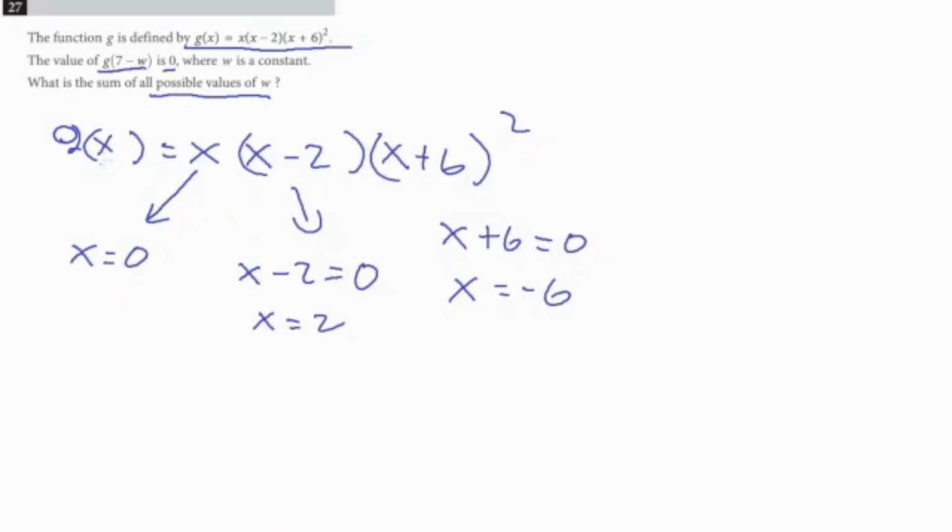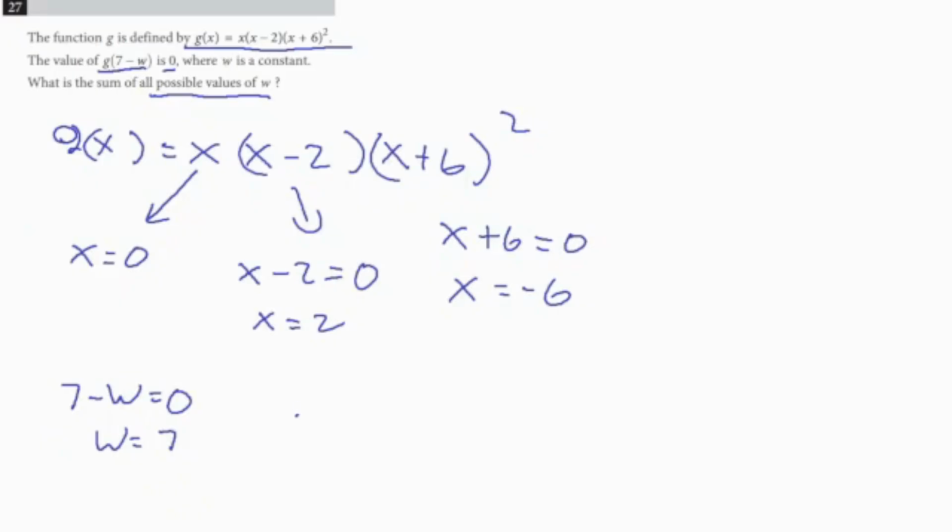So basically it's g of 7 minus w. 7 minus w has to be 0, 2, and negative 6. So let's do that. 7 minus w equals 0, so w equals 7. If you don't understand what I did here, basically I found that w is 7, and then if I plug that w in, you'll get g of 7 minus 7, which is g of 0. We know g of 0 is 0. That's why w is 7.